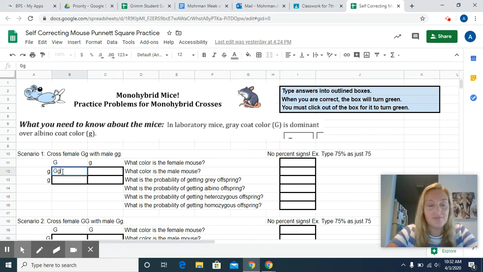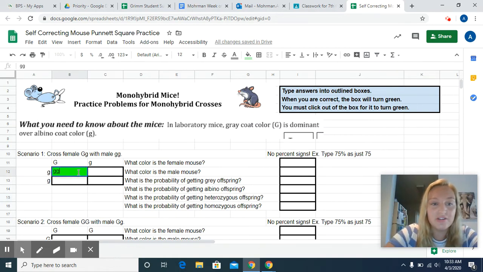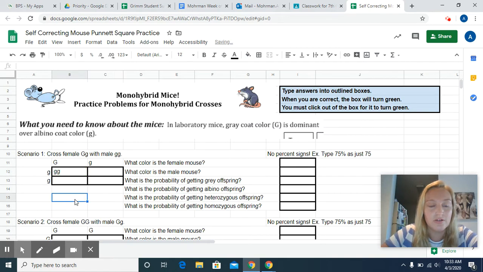I have it typed, and now in order to see if my answer is correct, I need to click outside of the square. I click outside of the square, and you see it turns green, so that means you're correct. If you had put in the wrong answer, say you put in little g, that square would stay white. Remember, you have to click out of it each time to see if it's going to turn green or not.